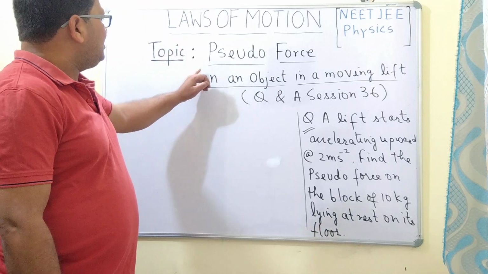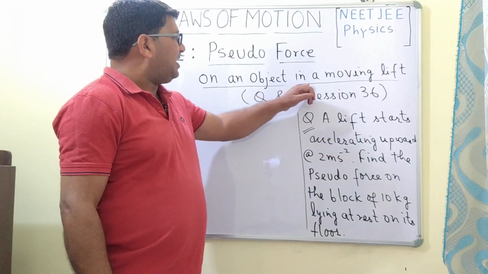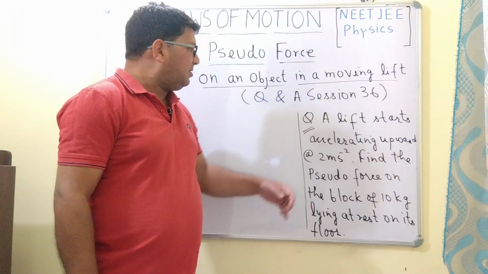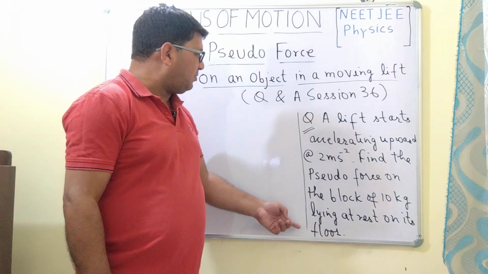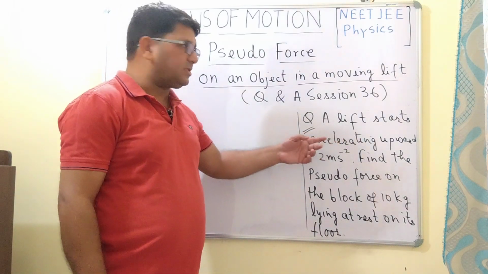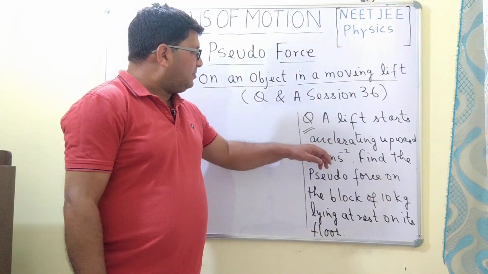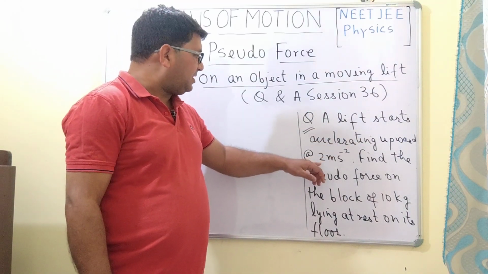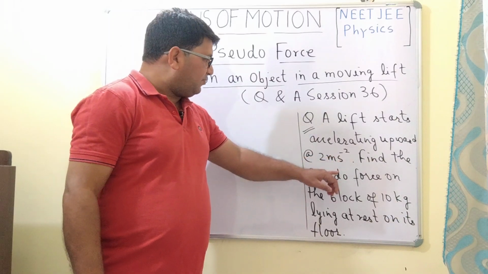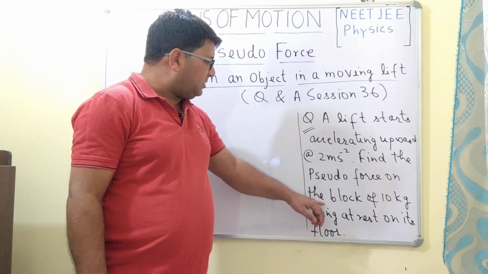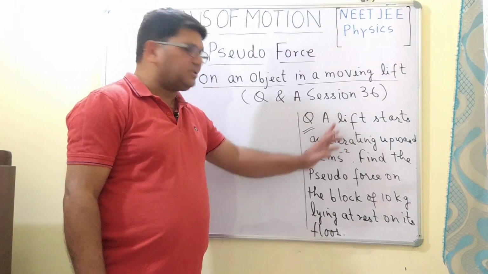The topic is the calculation of pseudo force on an object which is lying in a moving lift. Based on this topic, I have generated one question. This is a very simple question in which there is a lift which starts accelerating upwards at the rate of 2 meter per second square. So we have to find the pseudo force on the block of 10 kg which is lying at rest on the floor of this lift.